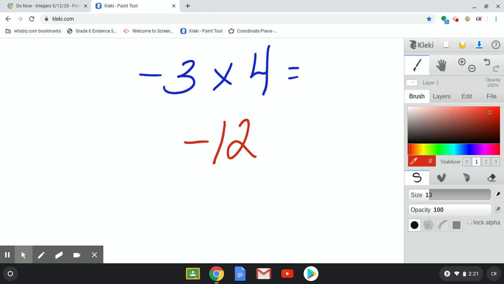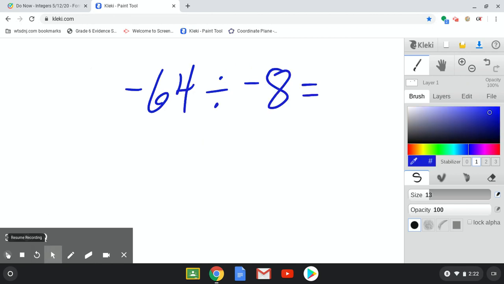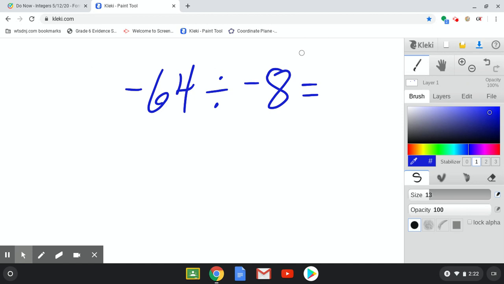All right. So same rules for division. So if I had a division problem, so I have -64 divided by -8. My signs are the same. My answer is going to be positive. Now I'm going to do the math. 64 divided by 8 is going to give me a positive 8. Okay, signs are the same.